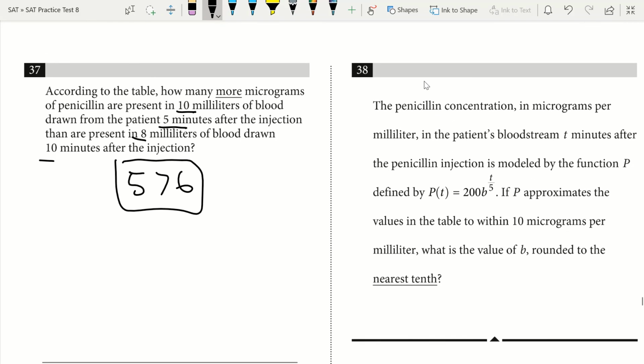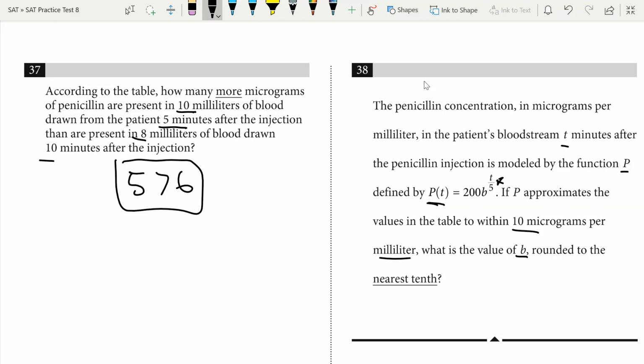All right. Question 38. The penicillin concentration in micrograms per milliliter in the patient's bloodstream T minutes after the penicillin injection is modeled by the function P, defined by P of T equals 200 B to the T over 5. If P approximates the values in the table to within 10 micrograms per milliliter, what's the value of B rounded to the nearest tenth? All right, what I'm going to do is use my table, right?